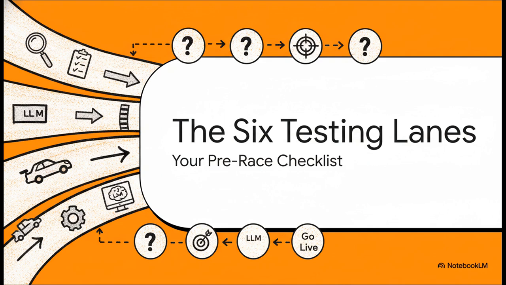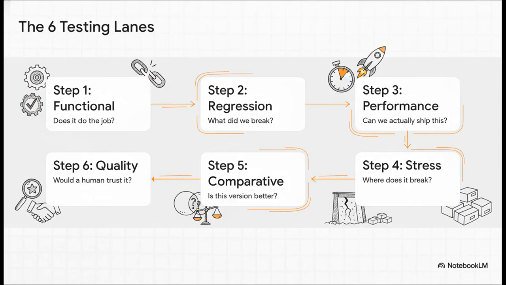So how do we actually do this pre-race check on our model? Well, we can break down the whole process into 6 distinct testing lanes. And each lane answers a different critical question you have to ask before you go live. And here they are, our 6 lanes: functional, regression, performance, stress, comparative, and finally, quality. Think of this as your full pre-flight checklist for building confidence in your model, starting with the absolute basics and moving all the way to the super nuanced stuff.